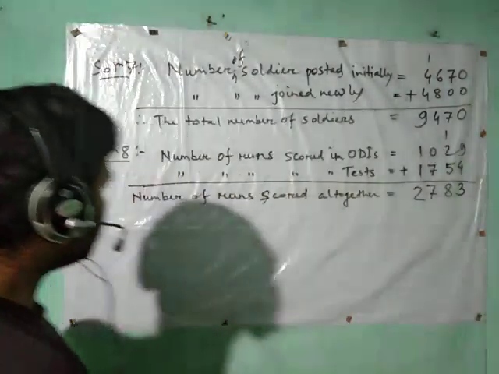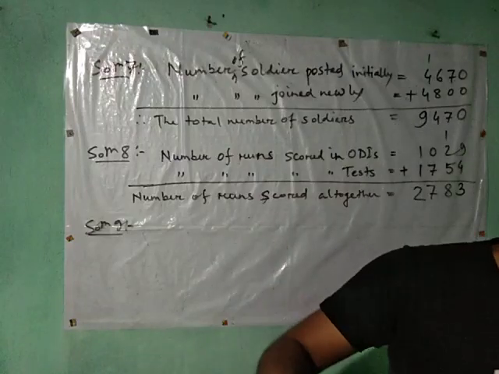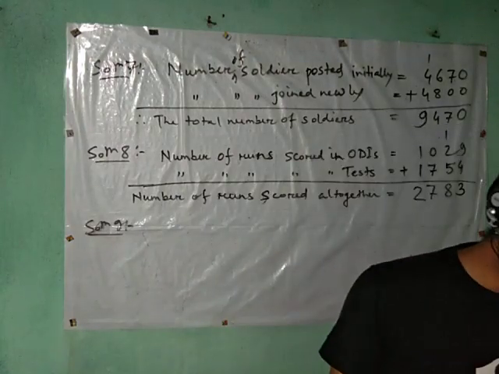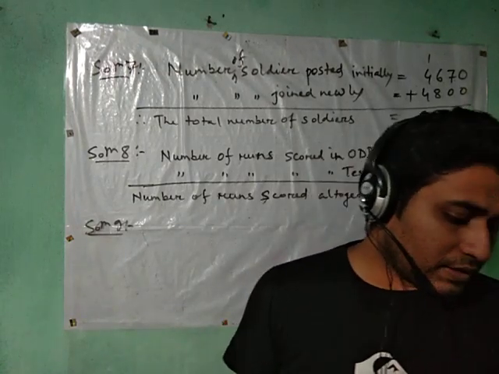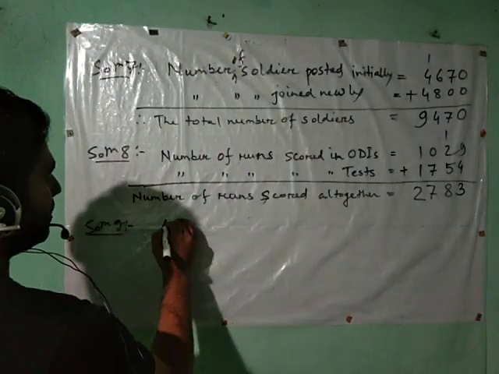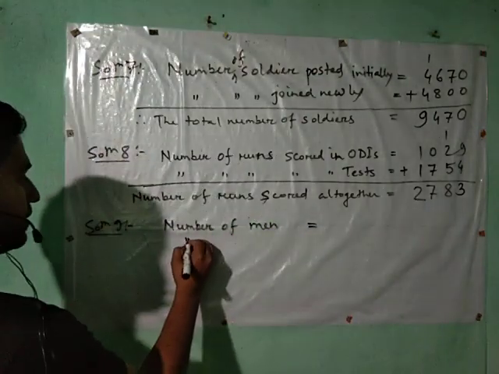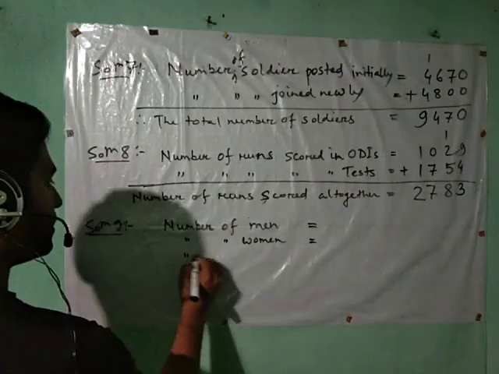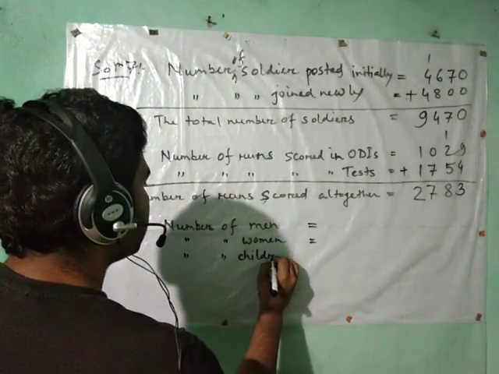Now if we move to question number 9, solution number 9. In solution number 9, what is the question? 3,221 were men, 2,571 were women, and 565 children live in block A of a town. What is the population of block A? That means what is the total population of block A? Now you have to start here: number of men, M-E-N, men. Then number of women, then number of children, okay. Number of children, how much?